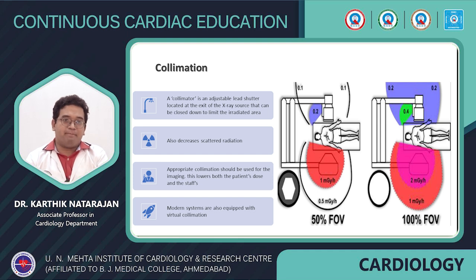And again, a very important feature, especially when you're taking a clear stent or a stent boost, or a digital subtraction angiography, try to use collimation. This is an adjustable lead shutter which is located at the exit of the X-ray source that can be closed down to limit the irradiated area, which also decreases the scattered radiation. And this appropriate collimation should be used for the imaging. This lowers both the patient's dose and the staff's. Modern systems are also equipped with virtual collimation.